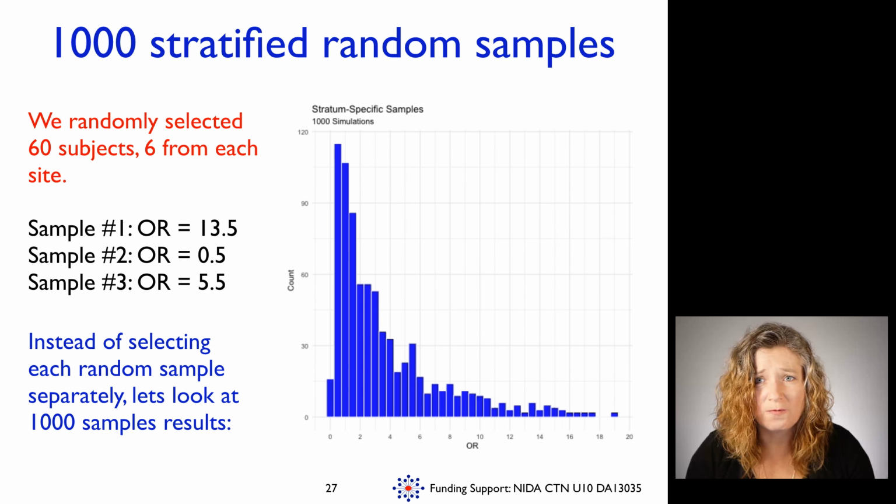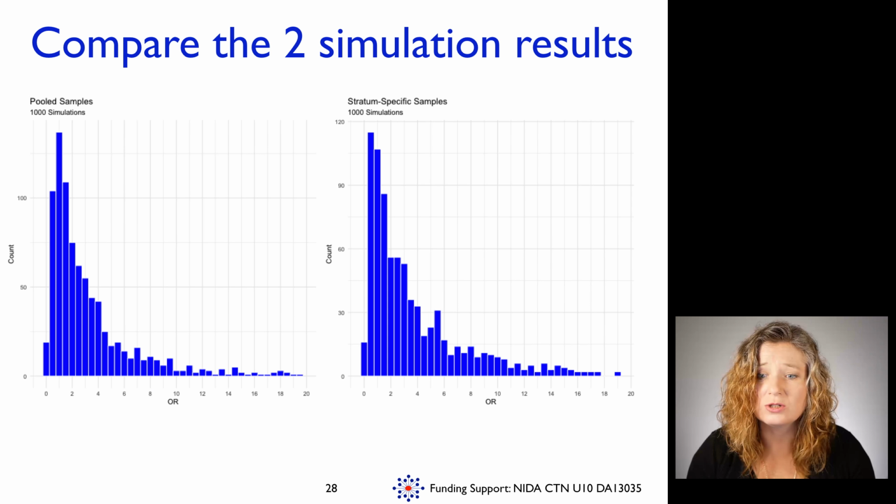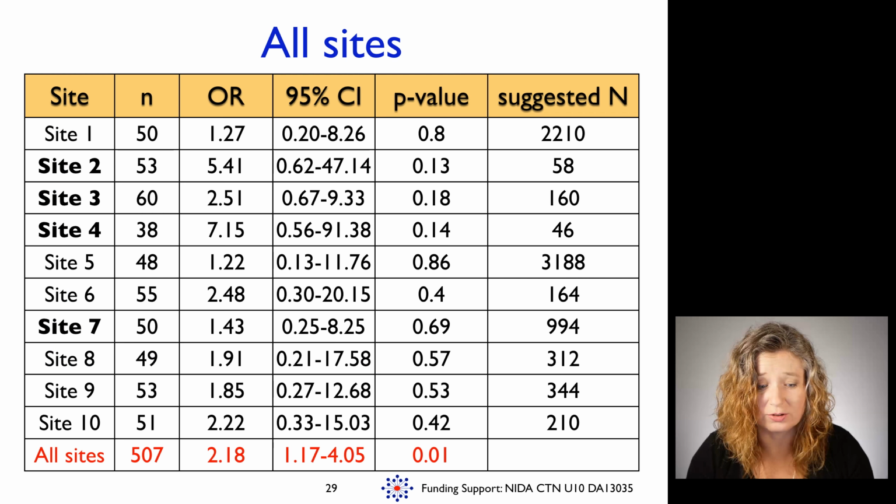How much faith do I have in those odds ratios? Well, not much. This is just all based on random chance. So here are the 2 simulation results. And regardless whether I just randomly selected 60 subjects from the 507 or whether we use more sophisticated stratified sampling, the results are very similar. They show that the variation from sample to sample in the odds ratios is very high, and that we actually cannot guarantee to obtain stable results from 60 subjects as a pilot study.